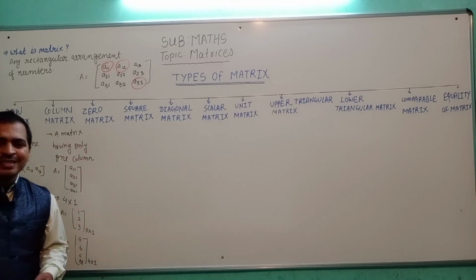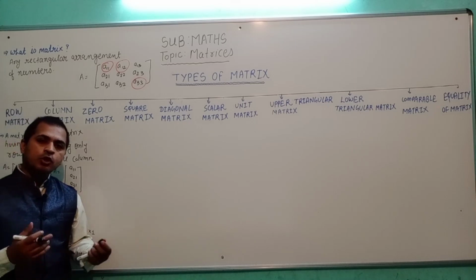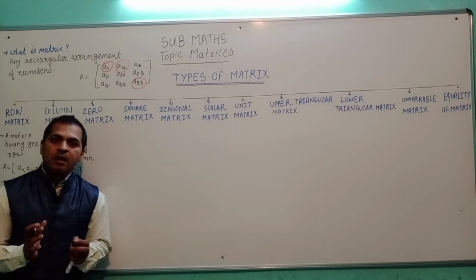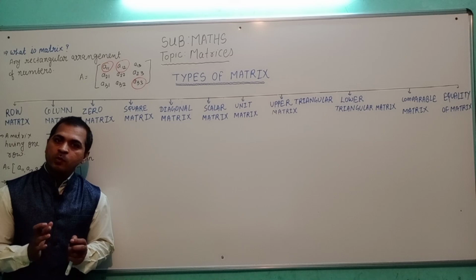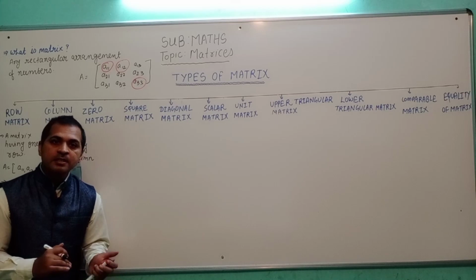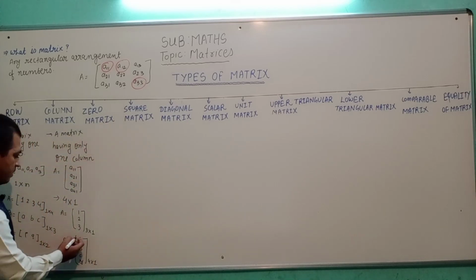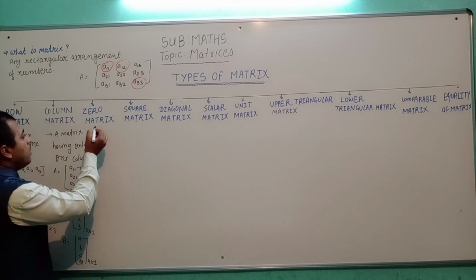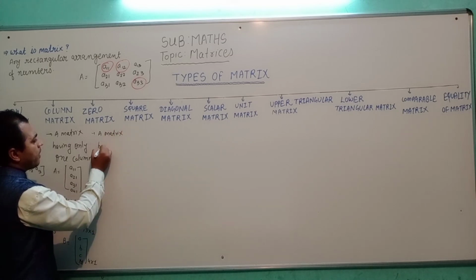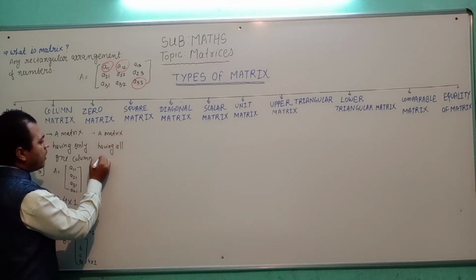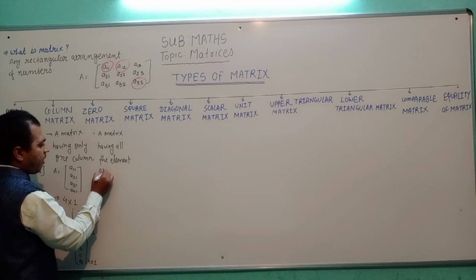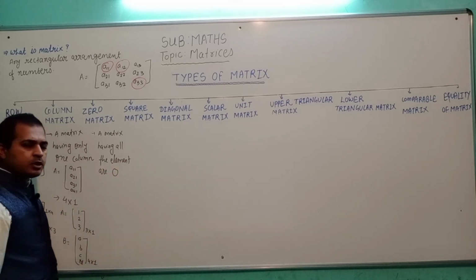Now the next matrix is the zero matrix. Students, zero matrix means all the elements of the matrix will be 0. Once again, all the elements of the matrix will be 0. A matrix having all elements equal to 0 is known as a zero matrix.